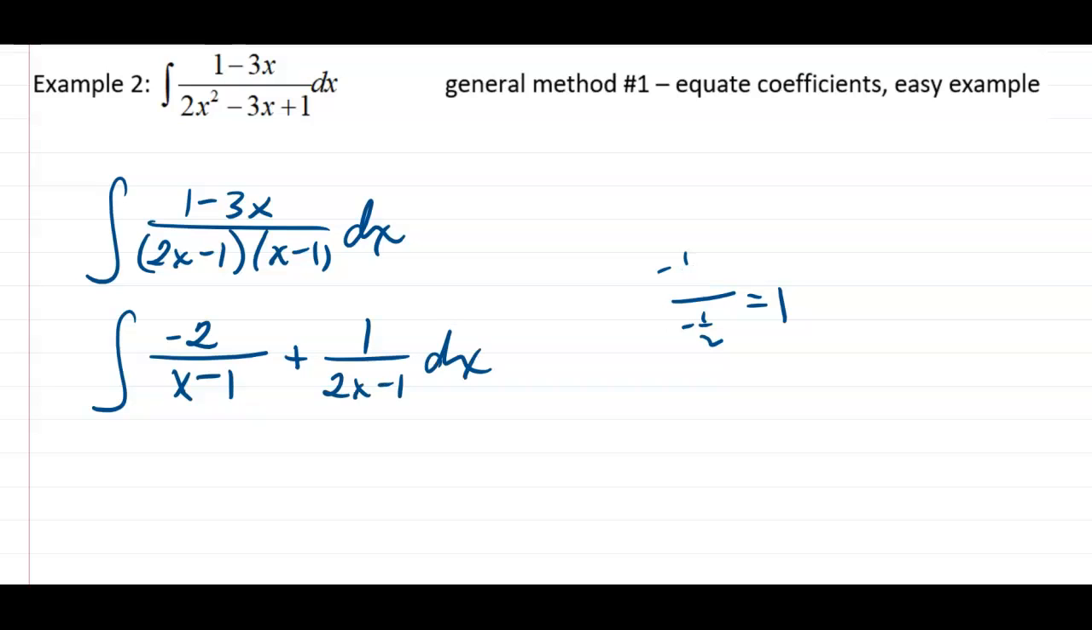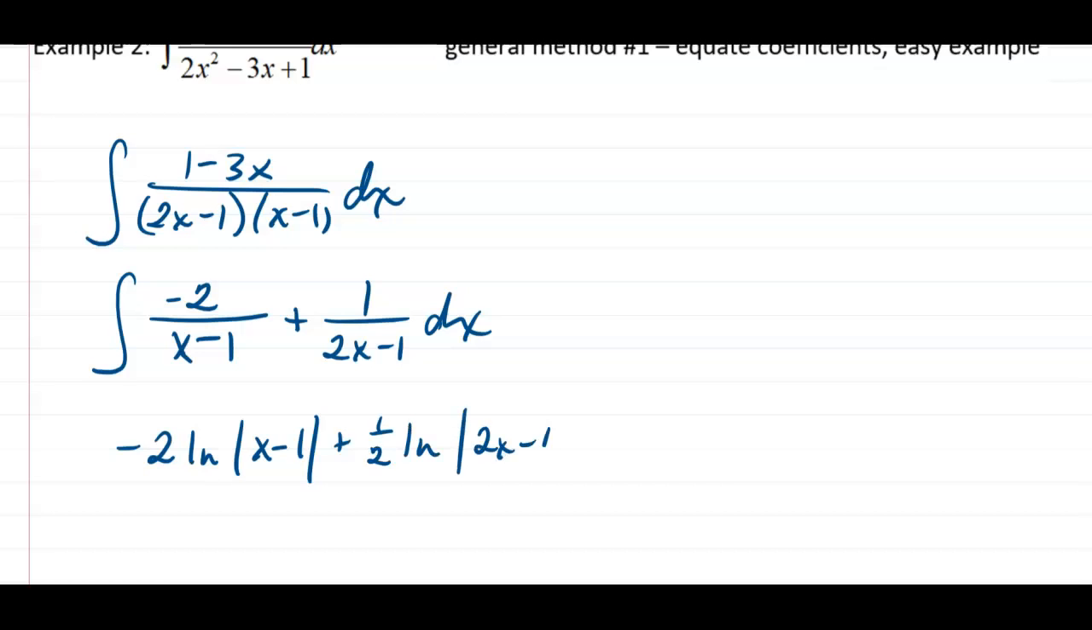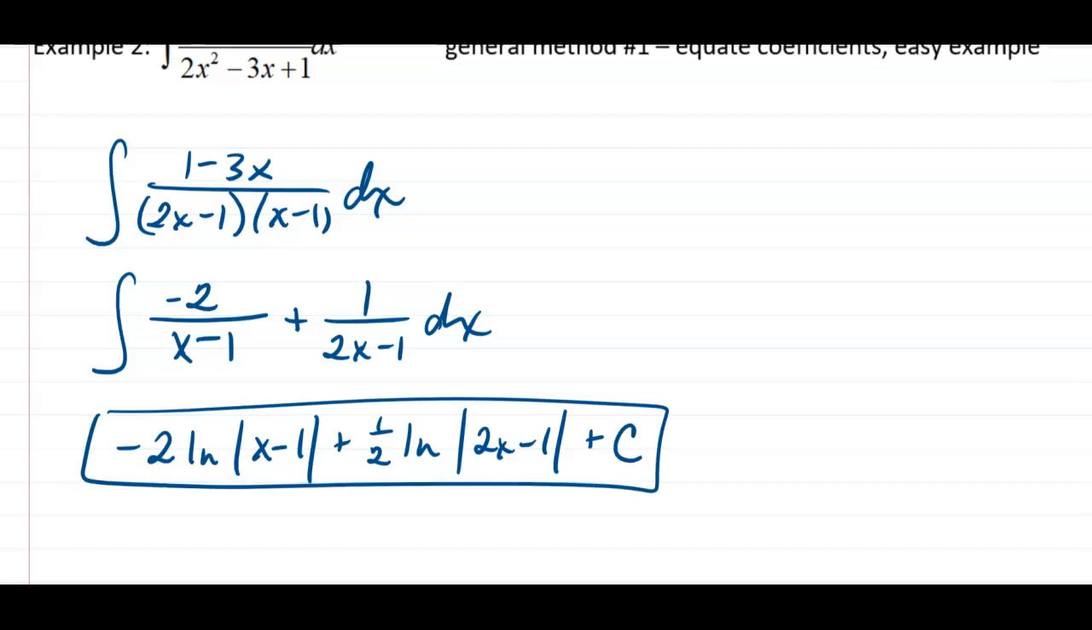And now our integrand is rewritten as a sum of fractions. Again, you'll note that the denominators are linear factors of 2x squared minus 3x plus 1. We can readily anti-differentiate and get the following: negative 2 natural log of the absolute value of x minus 1 plus 1/2 natural log of the absolute value of 2x minus 1 plus c. And so this is the correct answer right here.